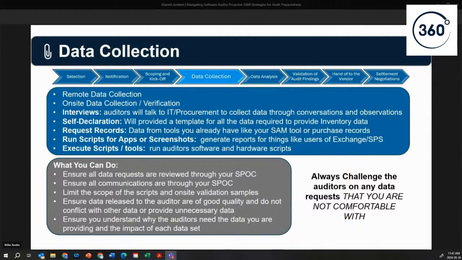You do not want conflicts amongst the data you're providing, and make sure you understand why the auditor needs the data. Right? I've had them where they've said, just run this, and then they're collecting other software publishers out of scope, not even part of that vendor. No, we're not sending you that, right? So just make sure you're comfortable with what you're sending them and that you understand it.